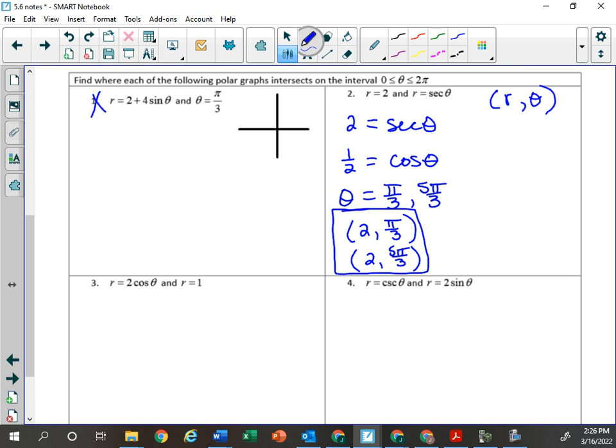Now, we want to double check to make sure there aren't more solutions that we didn't find by doing it this way. So let me just sketch. What is r equals 2? A circle. Yep. So that's a circle with a radius of 2.